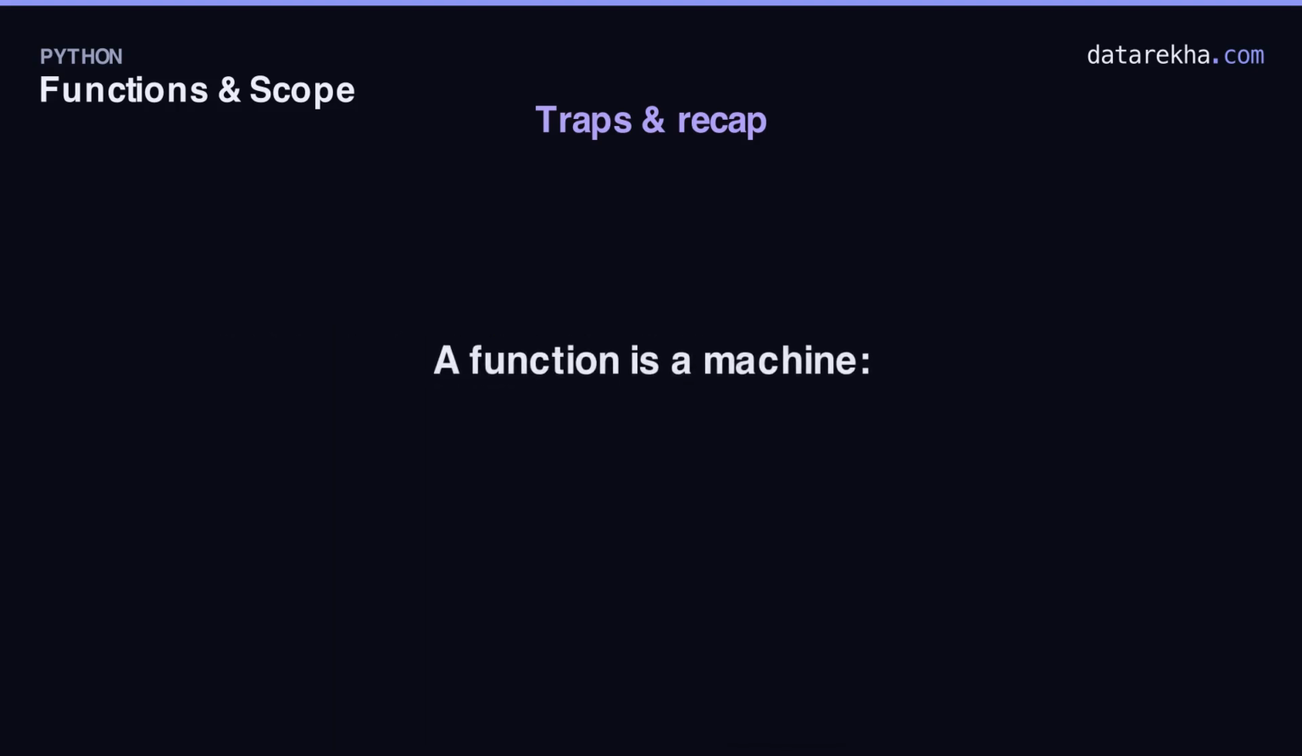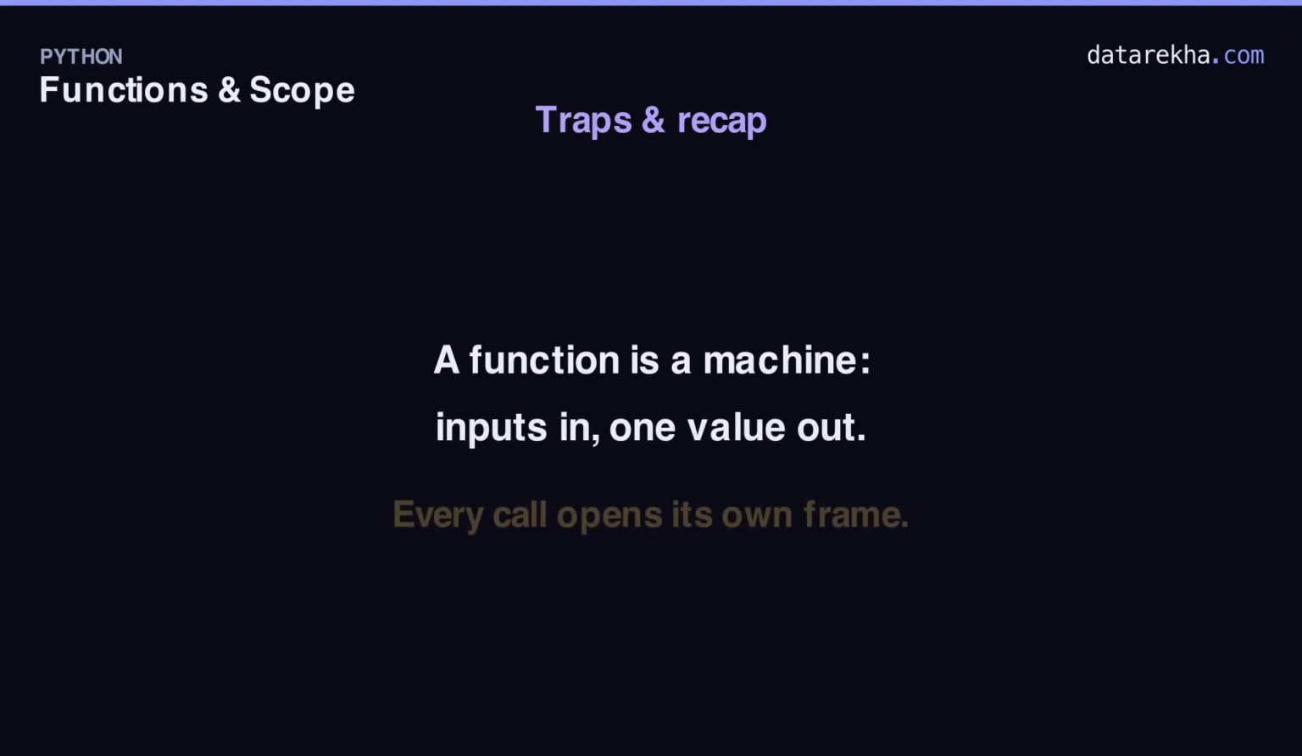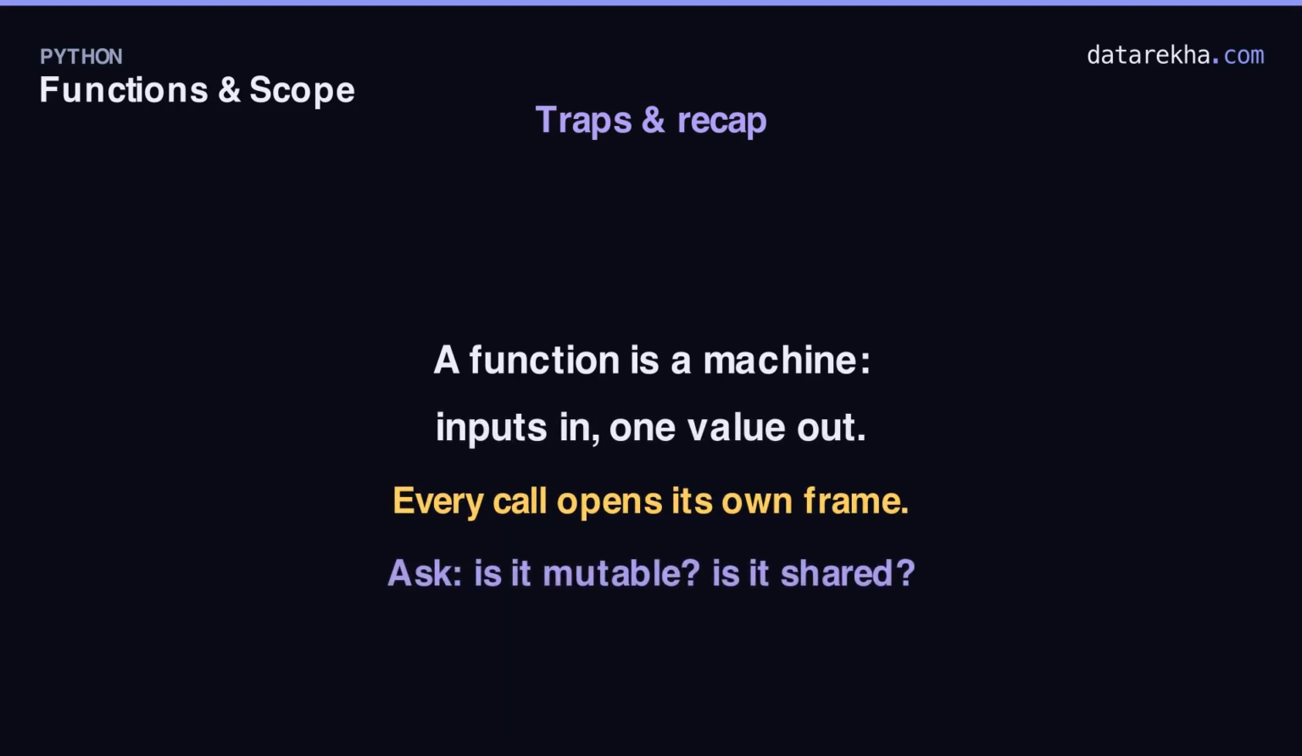Let's lock it in. A function is a machine, inputs in, one value out. Every call opens its own private frame that pops when it returns. And whenever you pass something in, or lean on a default, ask two questions. Is it mutable? And is it shared? Answer those, and functions and scope will never surprise you again.